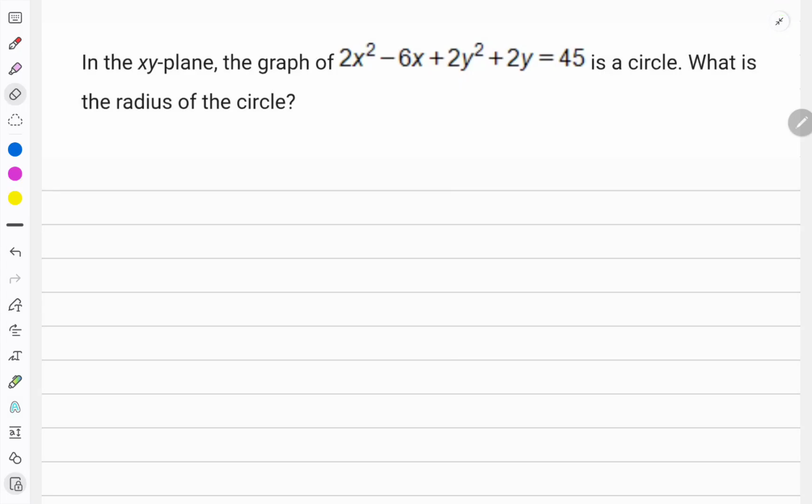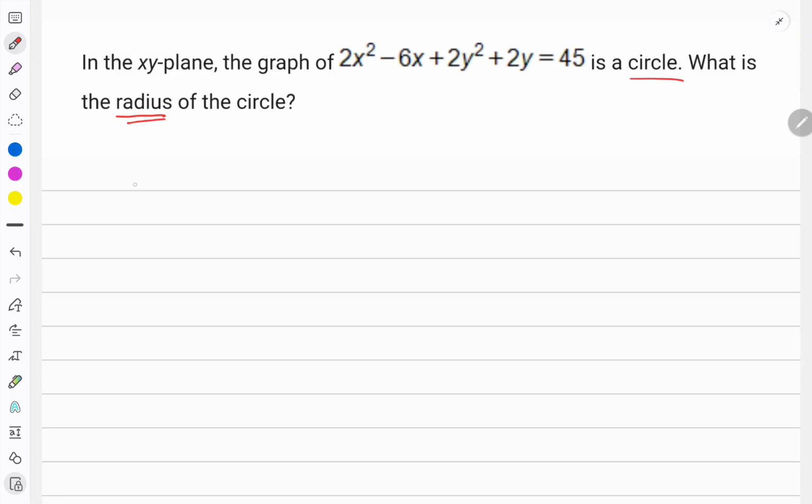I'm Neil and in today's video, I'm gonna cover another challenging SAT exam question. Without further ado, let's get started. The question is, in the XY plane, the graph of this equation is a circle. And what is the radius of the circle?